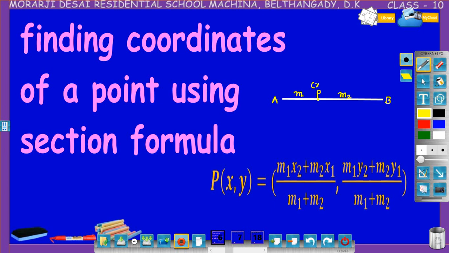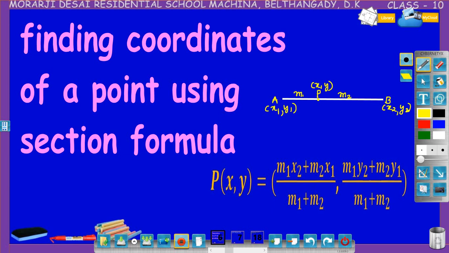Here we are taking the coordinates of the point which divides the line segment as x comma y, then endpoints as x1 y1 and x2 y2. X coordinate of a point P is given by m1 x2 plus m2 x1 divided by m1 plus m2. Y coordinate is given by m1 y2 plus m2 y1 divided by m1 plus m2.